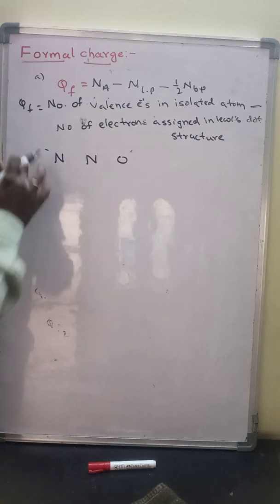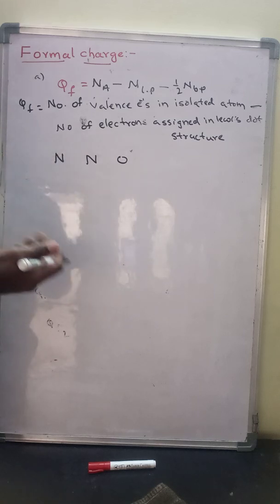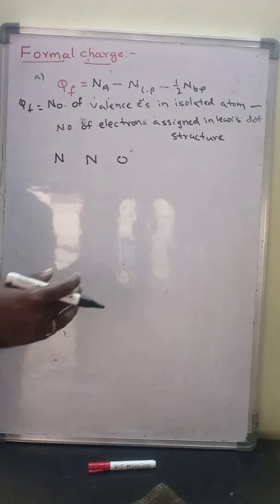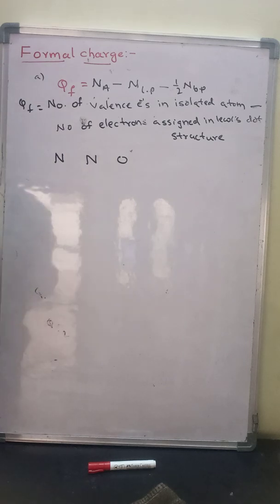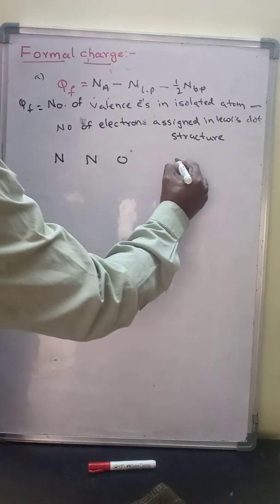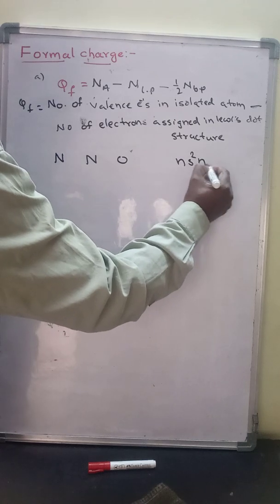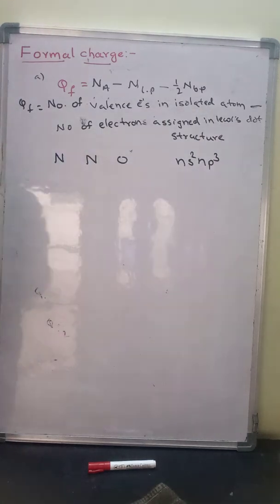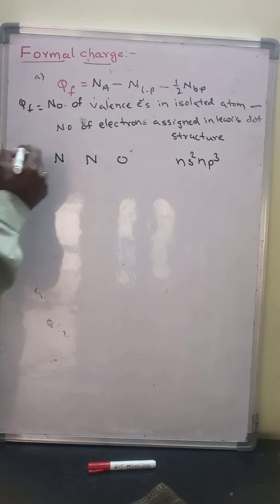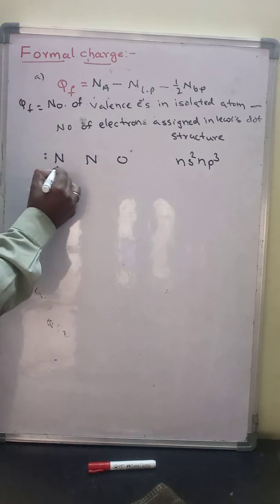Nitrogen belongs to the 5A group. That means it has a total of 5 valence electrons, and the configuration is ns2 np3. So a total of 5 valence electrons are present. And we need to draw the Lewis dot structure here.